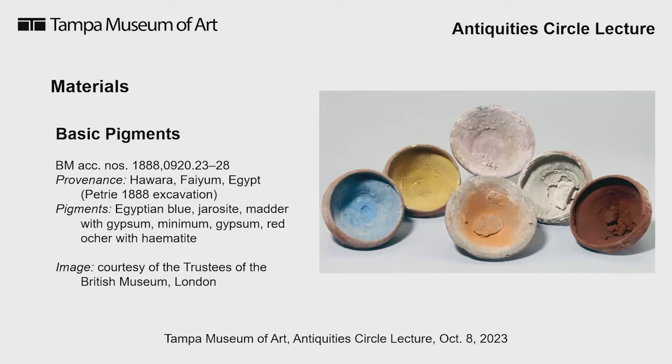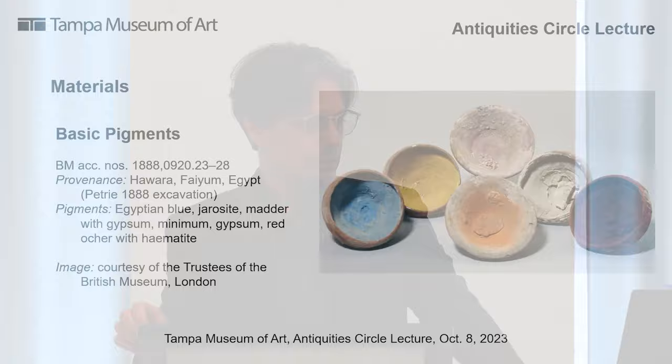Petrie in Hawara did find this, cups of pigments. So that gives us at least an impression of what kind of colors would be accessible to a painter. Doesn't mean that that particular painter was a painter of portraits, but we also don't know if someone who made funerary portraits also made paintings of other things, painted frescoes, or had, you know, just a very specific job of only making funerary works. There is very little comparative material, and this is one.